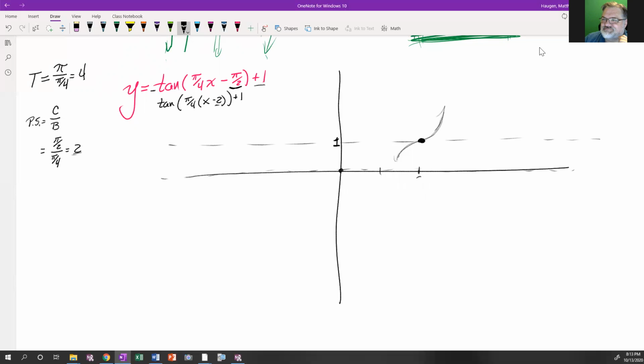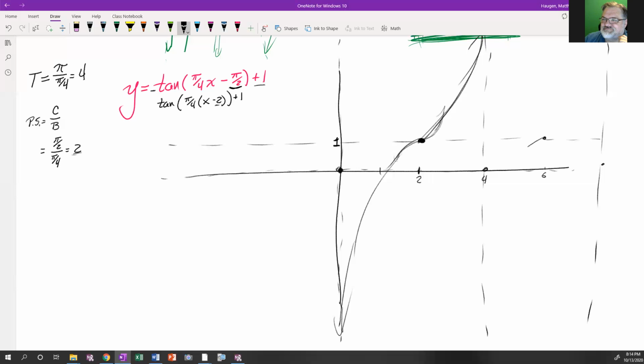So from this value at 2, if we want that entire thing to have length 4, we've got to go 2 back and 2 forward. So we're going to have an asymptote at x equals 0, an asymptote at 4, we'd have another one at 8, another center point at 6, and we could draw in our sweeps. And we could repeat that and draw as many as we wanted.